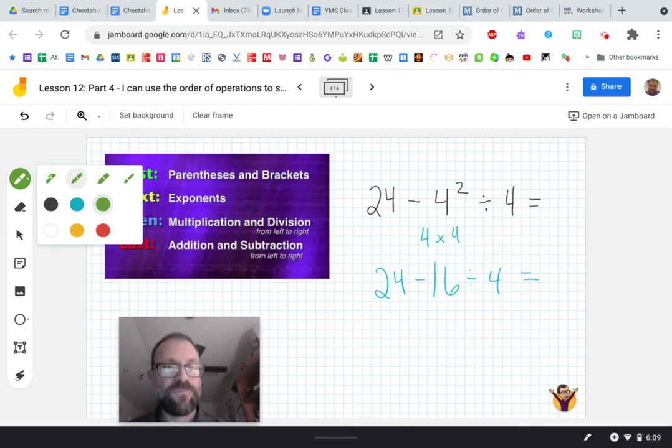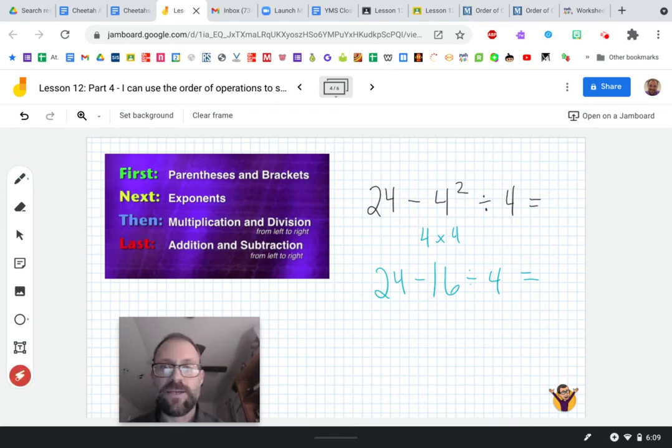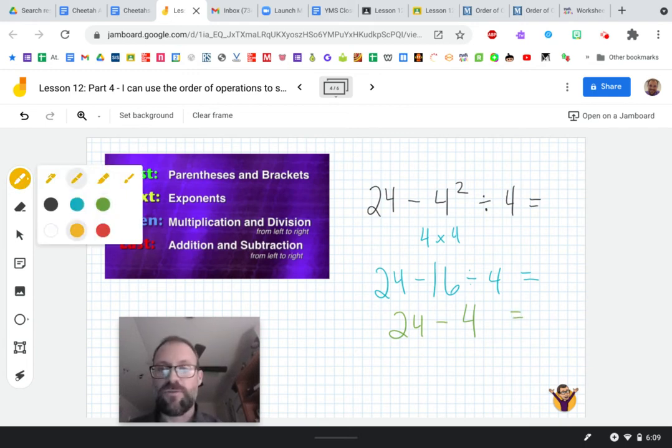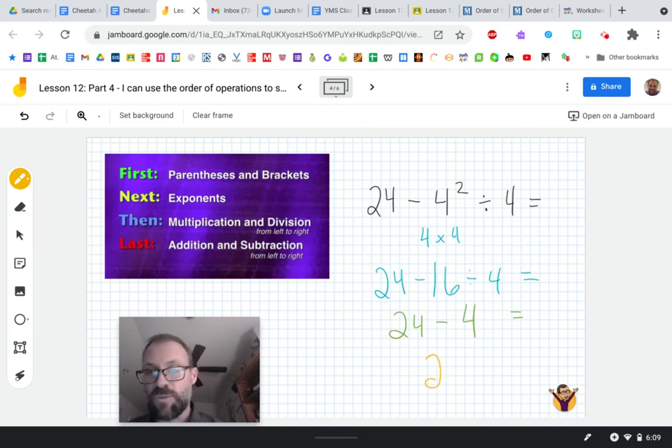And the next step, if we look here at our chart, we have division and subtraction left over. Division and subtraction, we have to divide first. So let's do it. 16 divided by 4, well, that's 4. 4 times 4 is 16. And I'll bring down everything else. 24 minus 4 equals. And that will lead us to our final step. We'll do subtraction last, we'll get 20. So 24 minus 4 squared divided by 4 equals 20.